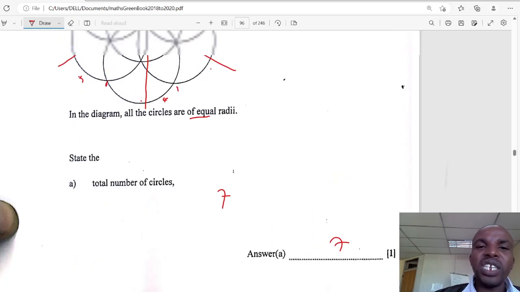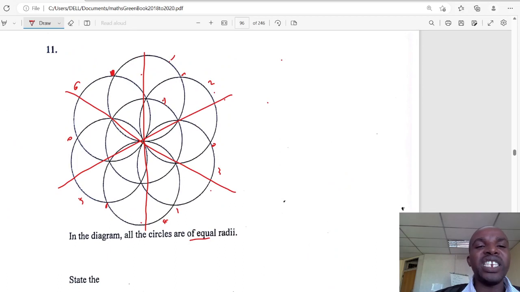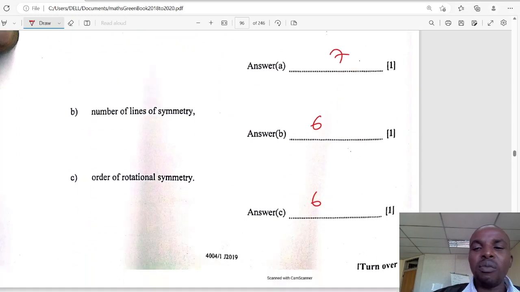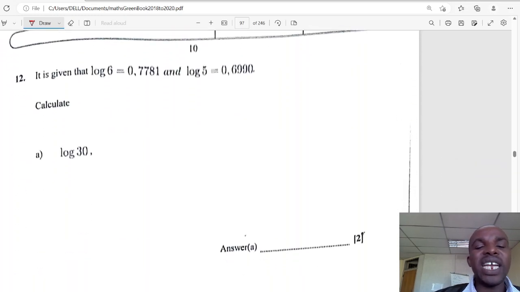Order of rotational symmetry. In this case, how many sides? If you turn it, then it will be exactly the same shape. So it will also be 6. It's the same as the number of lines of symmetry if the circles are identical.